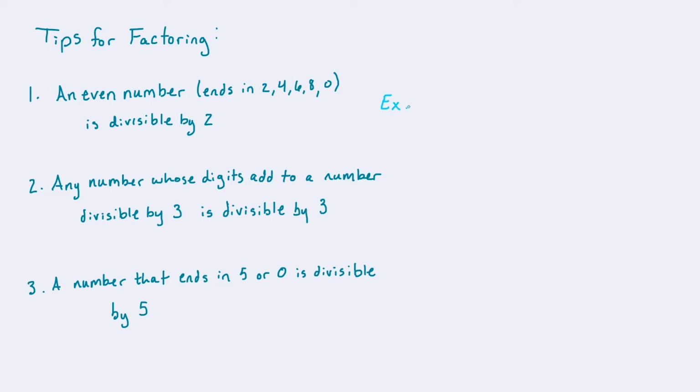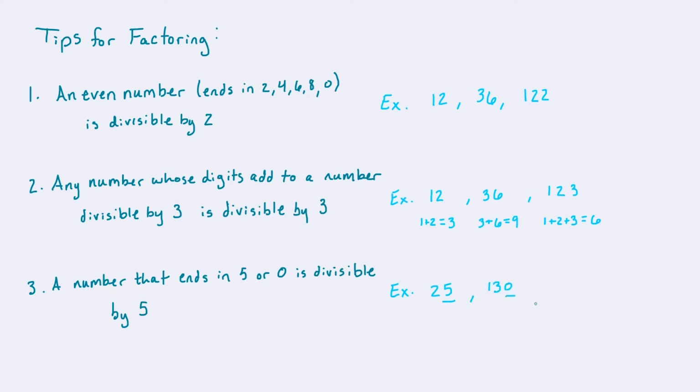Let's think of some examples of these. Some even numbers, 12, 36, 122. These are all even, so they can all be divided by 2. For the second tip, an example is 12. 1 plus 2 equals 3, and that's divisible by 3, so 12 is divisible by 3. Same thing with 36 and 123. Some examples for the last one. 25, 130, these are both divisible by 5.